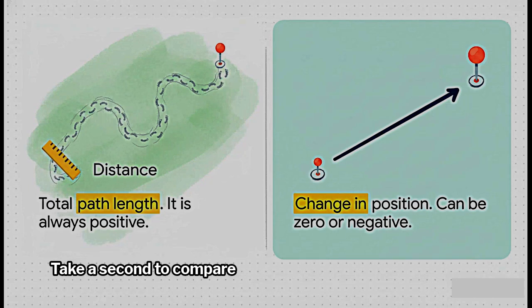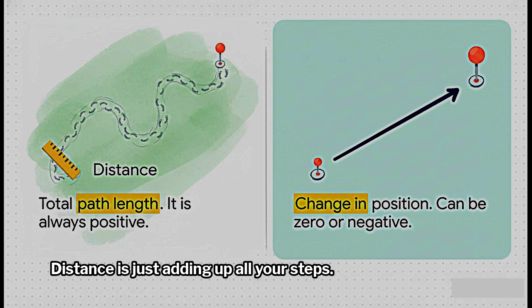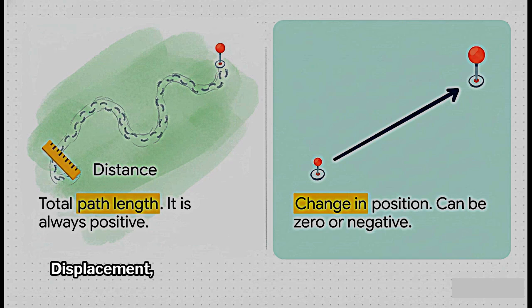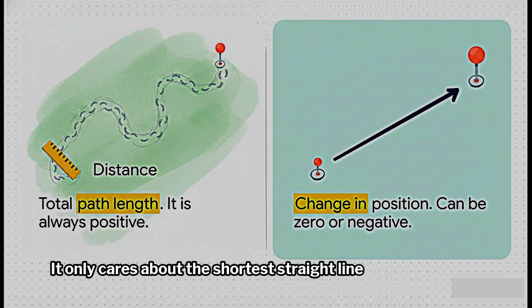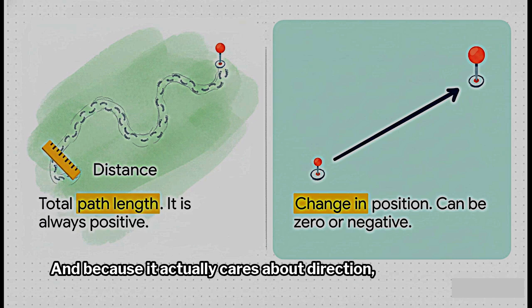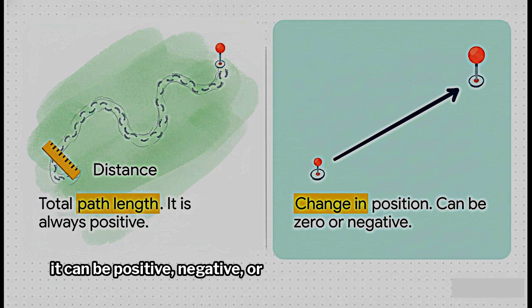Take a second to compare these two on the screen. Distance is just adding up all your steps. It's a scalar quantity, meaning it's always positive and just measures the total ground you covered. Displacement, on the other hand, is a vector. It only cares about the shortest straight line path from your start to your finish. And because it actually cares about direction, it can be positive, negative, or, like we just saw, exactly zero.